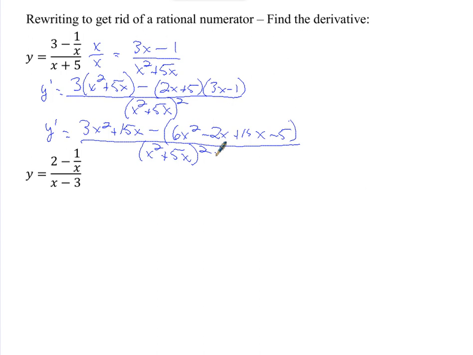So now we simplify the numerator. Equals, I do like that negative 3x squared. So that's a positive 15x minus negative 2x, which turns into plus 17x. But then minus 15x would be 2x, so plus 2x. And then I have negative 5, so plus 5. All over x squared plus 5x squared.